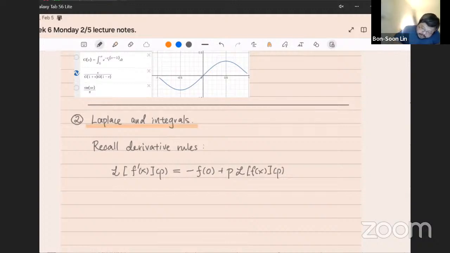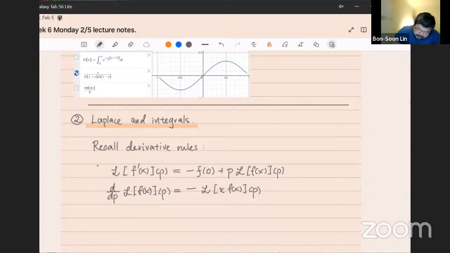And the outside derivative rule, d by dp of the Laplace transform of f, this is equal to the negative, there's a negative sign here, be careful, of the Laplace transform of x times f of x.